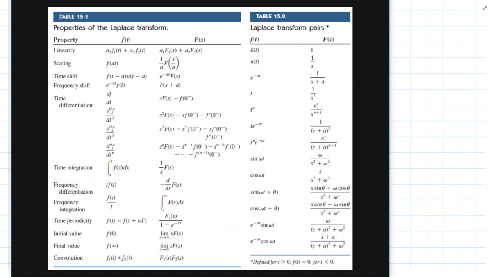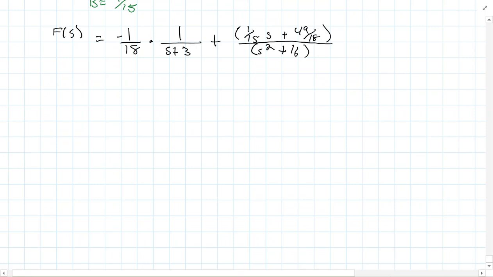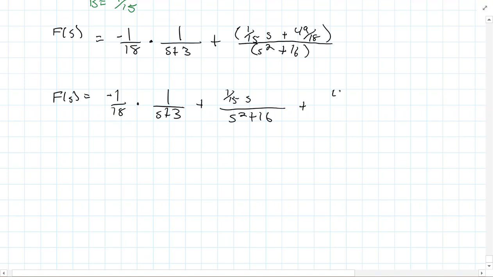The sine and cosine one, it's not that they're difficult, but we have to look at this a little carefully. It needs to be in the form of just s over s squared plus omega squared, and then just omega over s squared plus omega squared. So let's see how we're going to do that here. I'm going to first do a little bit more here. So I'm going to say this is negative 1 over 18 times 1 over s plus 3, and then plus 1 over 15 times s over s squared plus 16, plus 49 over 18 over s squared plus 16. So why am I doing that?